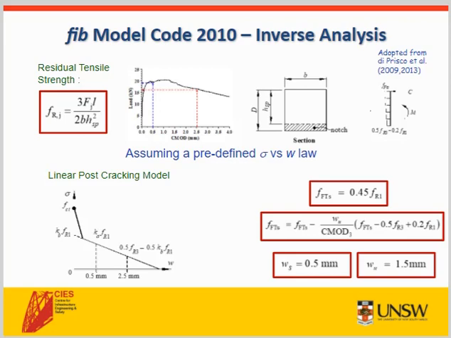One important item to note is that when we talk of crack widths at the serviceability and ultimate limit states, we speak of crack widths of 0.5 millimeters at the serviceability limit state and 1.5 millimeters at the ultimate limit state. And I'll come back to these numbers in a second.